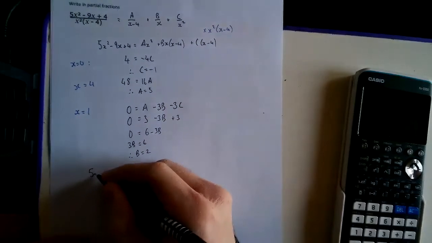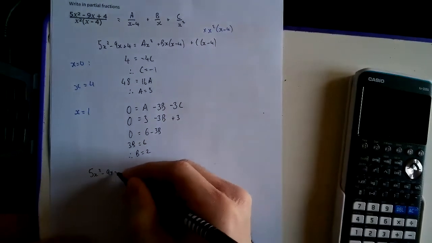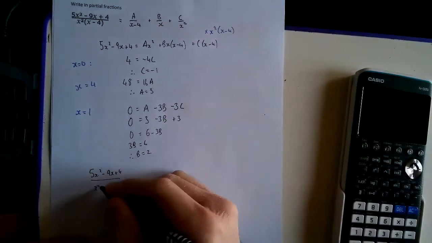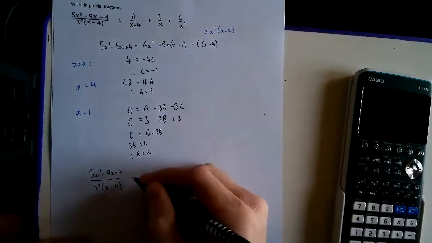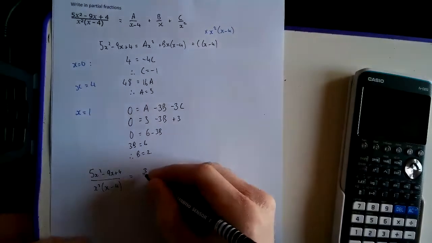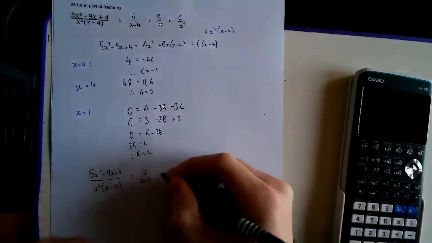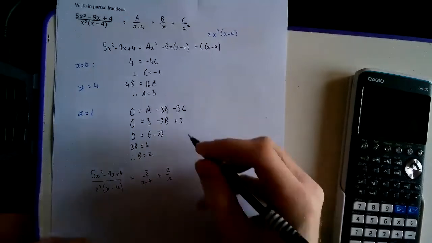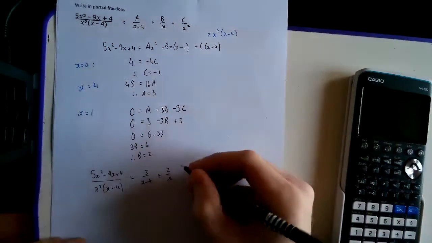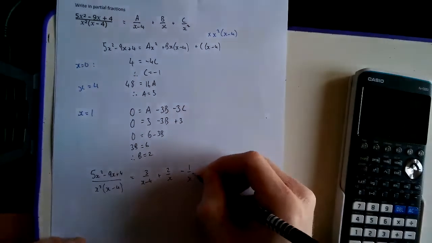So my final answer, so my original fraction is, well, a was 3, so 3 over x minus 4. b is 2, so 2 over x. And c was minus 1, so minus 1 over x squared.